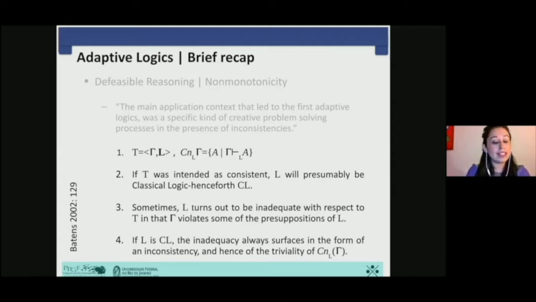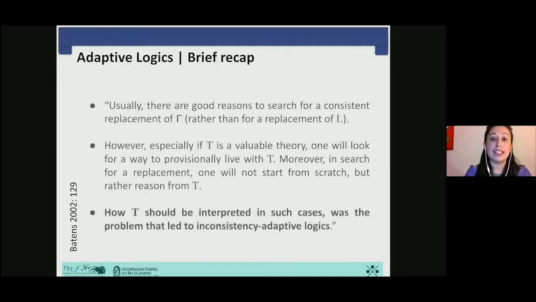So in the case that L is classical logic, the inadequacy often surfaces in the form of an inconsistency, and hence of the triviality of the theory. That said, what we would find in the sciences is the following scenario.